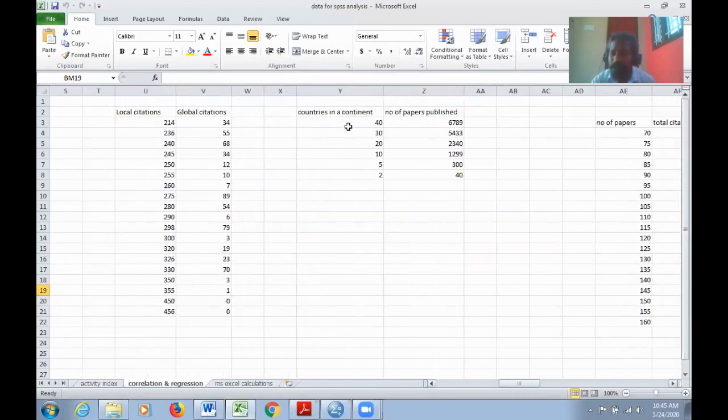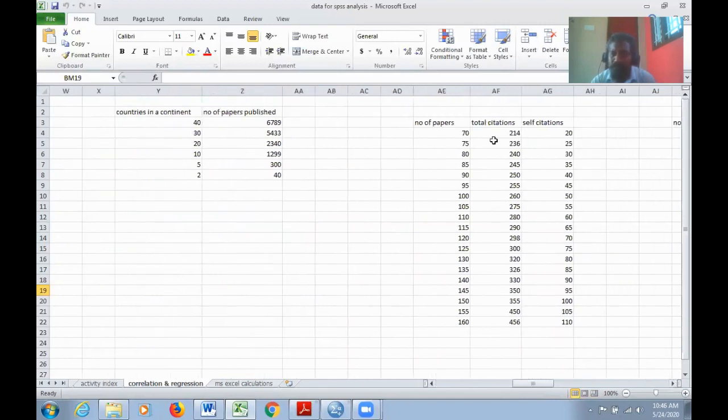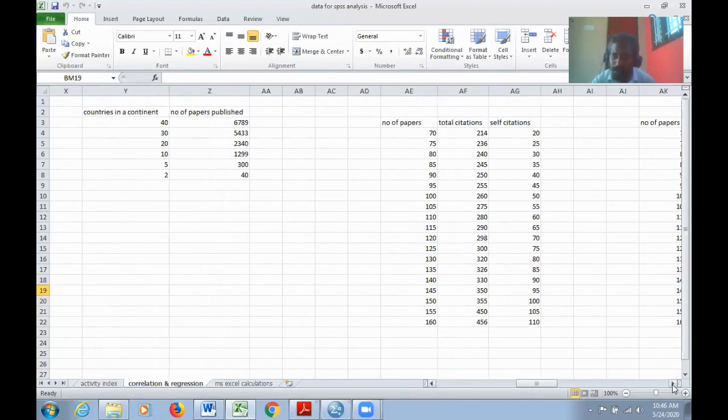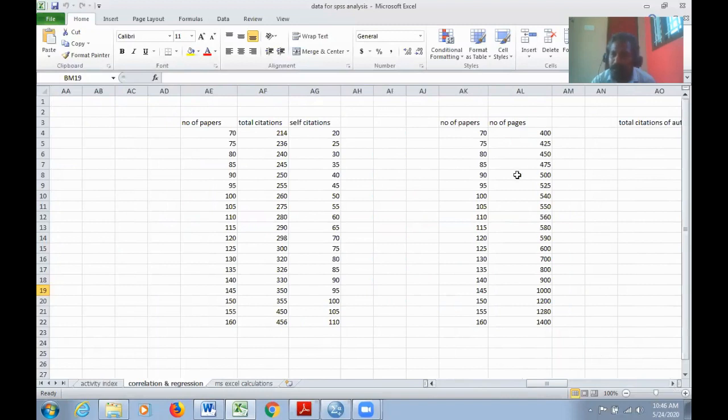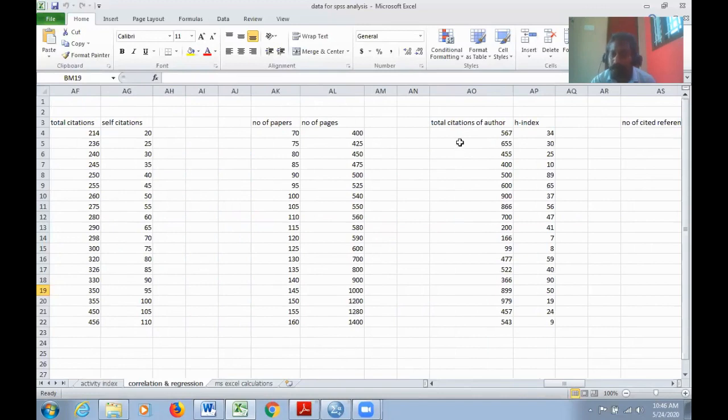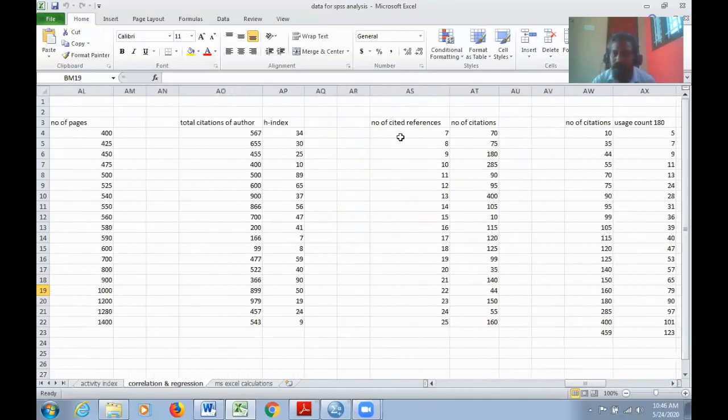Number of countries in a continent and number of papers proportionately published by them. You can take these two variables and conduct bivariate correlation. And you can take number of papers, total citations and self-citations. You can take these three variables and conduct bivariate correlation and partial correlation. And number of papers and number of pages, you can conduct bivariate correlation. Total citations of the authors and h-index of the authors, you can take these two variables and conduct bivariate correlation. Number of cited references and number of citations.